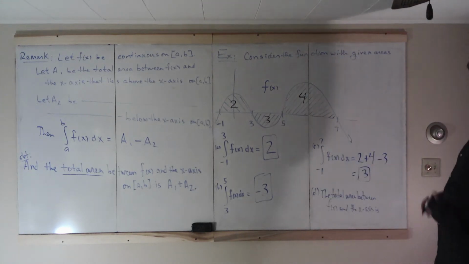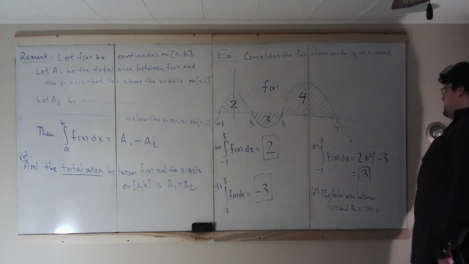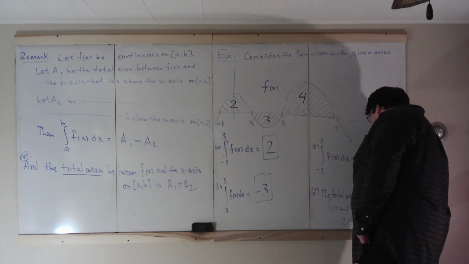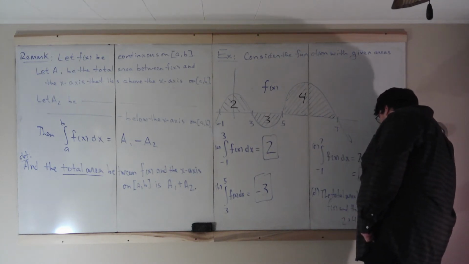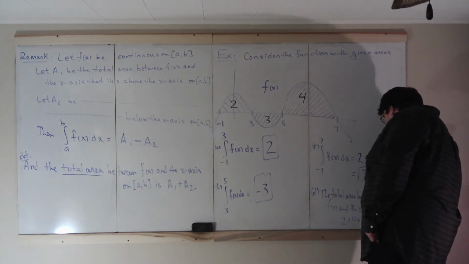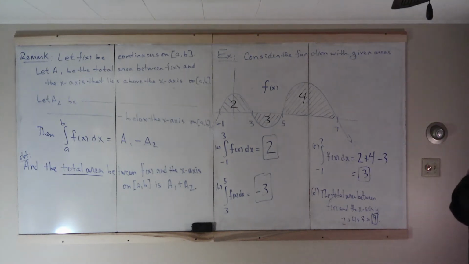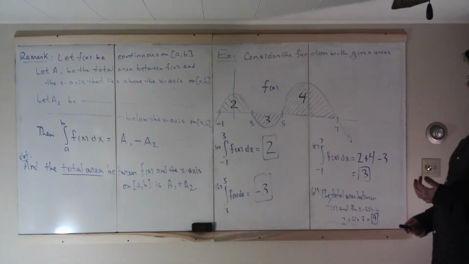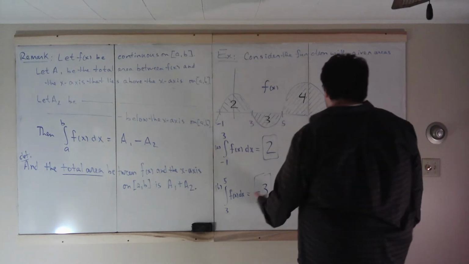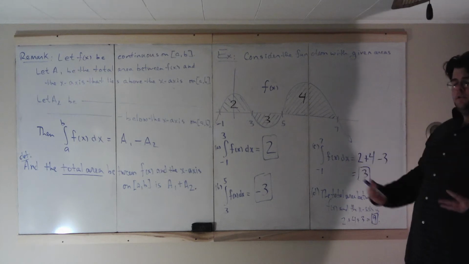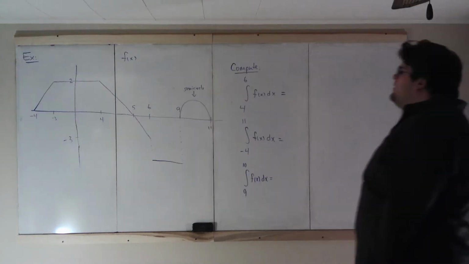And part D, the total area between f of x and the x-axis, well, we just treat all of them as positive. So we get a 2 plus a 4 plus a 3, or a 2 plus 3 plus 4, which is a 9. So right here, this function gave us the areas. But we could set up a function so that it gives shapes we can find the areas of, like circles and triangles and rectangles. So let's look at an example like that.